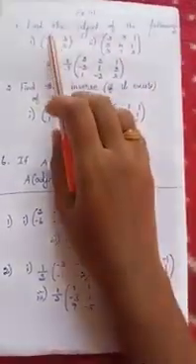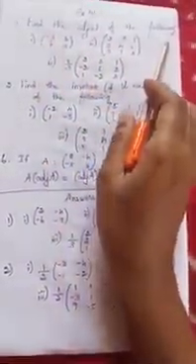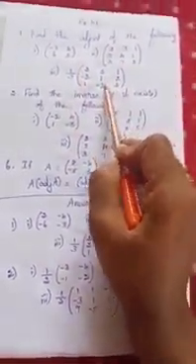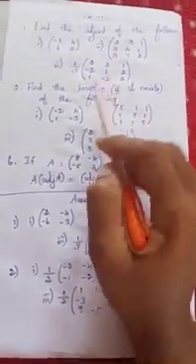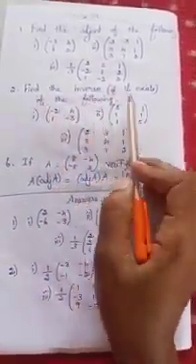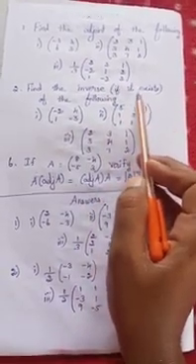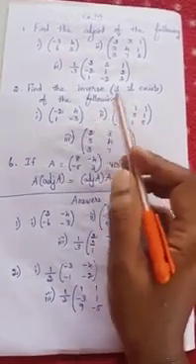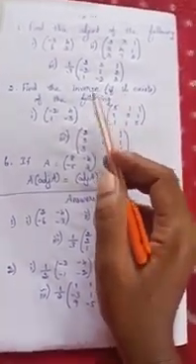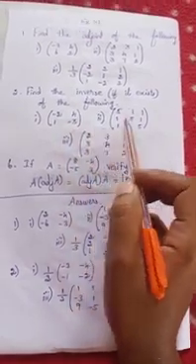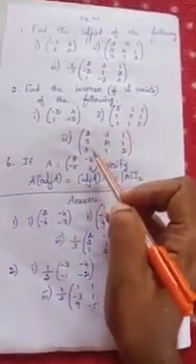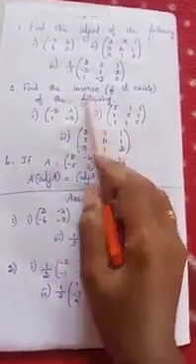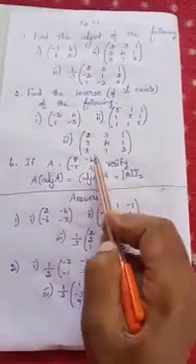See the question, find the adjoint of the following. 3 matrices are given, you have to find out the adjoint. And the second one is find the inverse, if it exists. Why is it given? If the determinant value is equal to 0, A inverse does not exist. That is why first you should check whether the determinant value is not equal to 0 or not. If it is not equal to 0, you have to find out the inverse for the following. There are also 3 problems given.